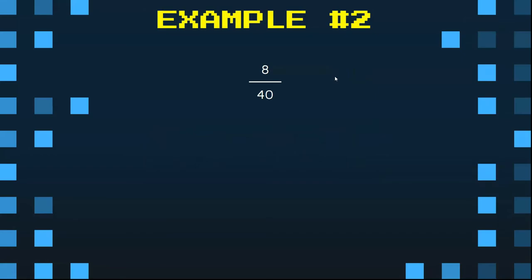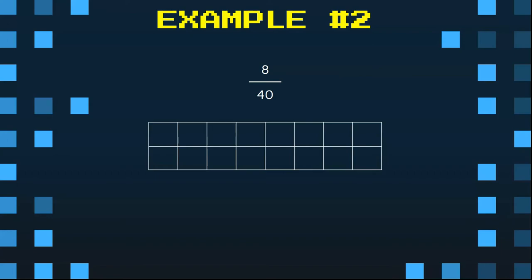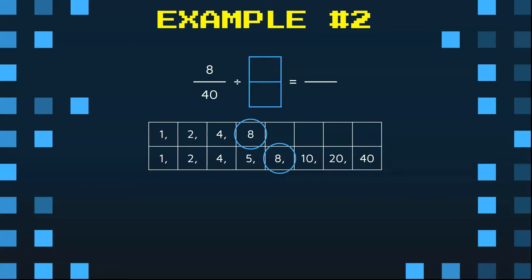All right, example 2. Here we have 8/40. So we're going to find the factors of both numbers. You can see that they have in common 1, 2, 4, and 8. So the greatest common factor is 8. So we will divide 8/40 by 8/8. 8/8 is 1, so 8/40 divided by 1 will still be equal to 8/40, but in this case it will look like 1/5.